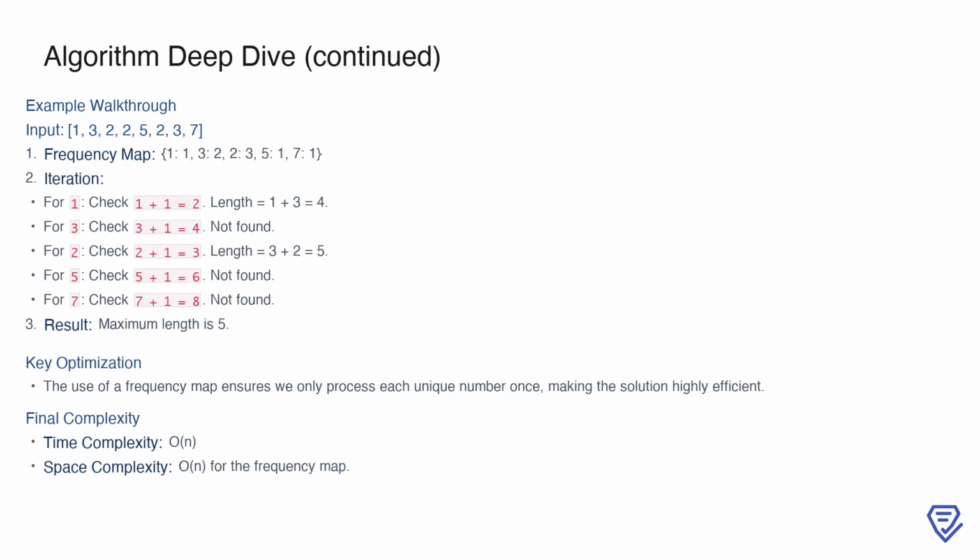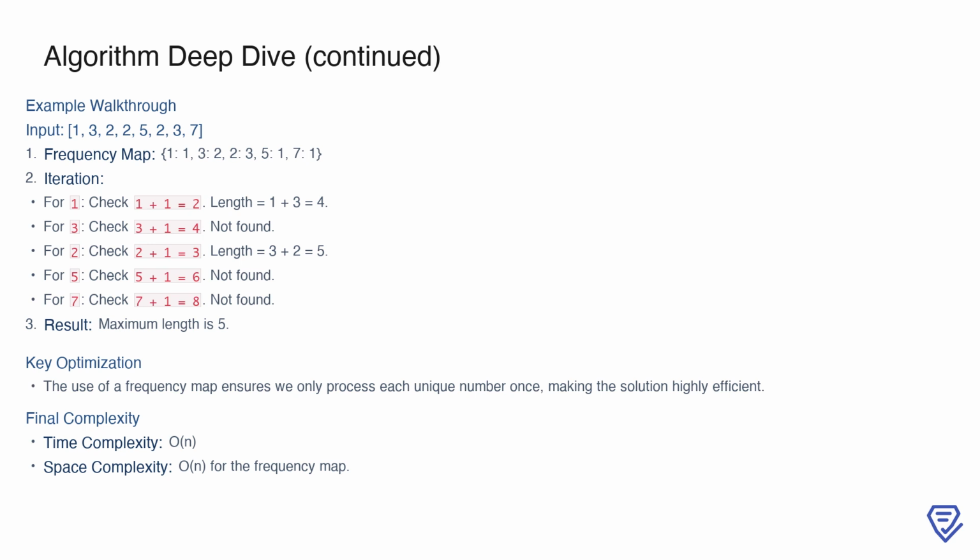Let's walk through an example to see how this works in practice. Consider the input array 1, 3, 2, 2, 5, 2, 3, 7. First, we construct the frequency map, which shows the count of each number: 1 appears 1 time, 3 appears 2 times, 2 appears 3 times, 5 appears 1 time, 7 appears 1 time. Next, we iterate through each key in the map.